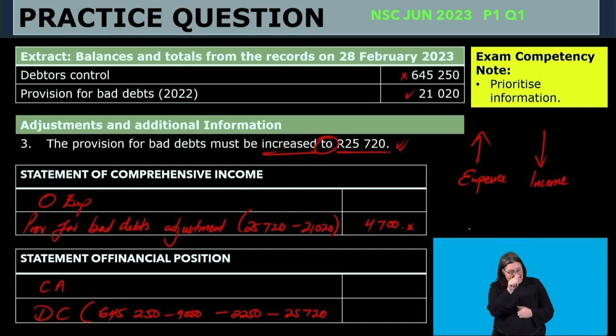That is what comes to the statement of financial position. So you must be able to differentiate. In the statement of comprehensive income, we look at the increase or the decrease. But in the statement of financial position, we look at the amount that it has been increased to. So we take the 25,720. Dear learners, we're going to go for an ad break, and I'll see you shortly.